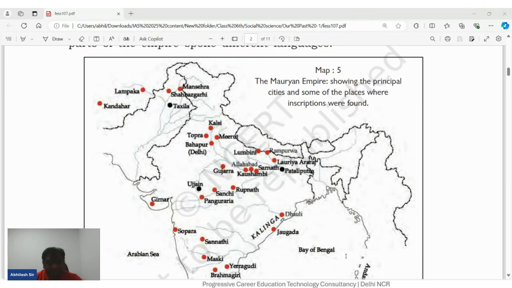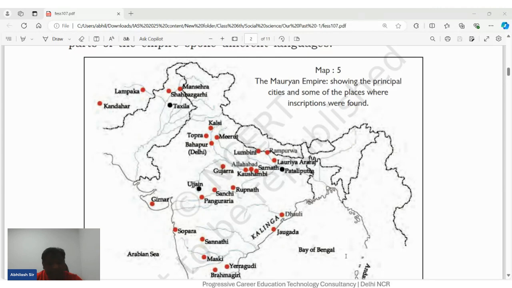Asoka's Dhamma philosophy: Asoka's Dhamma was not based on the worship of gods or sacrifices. It was about promoting non-violence, respect for elders, kindness to slaves and servants, and compassion towards all creatures. Problems Asoka addressed: religious conflicts, sacrificing animals, ill treatment of slaves and servants, and quarrels within families and among neighbors.